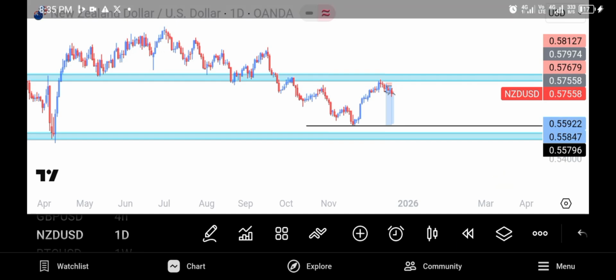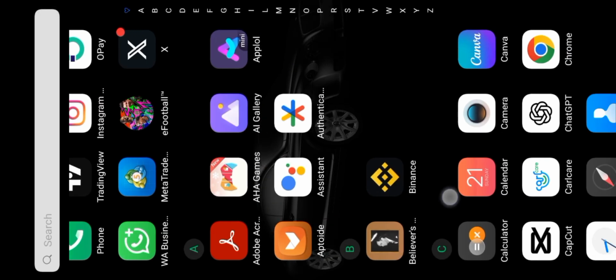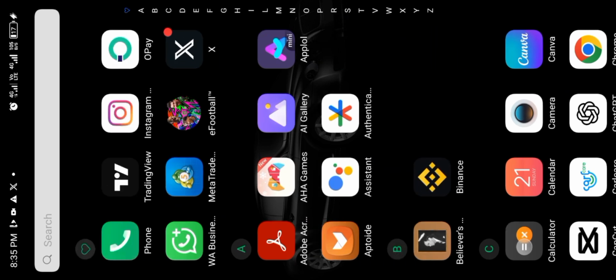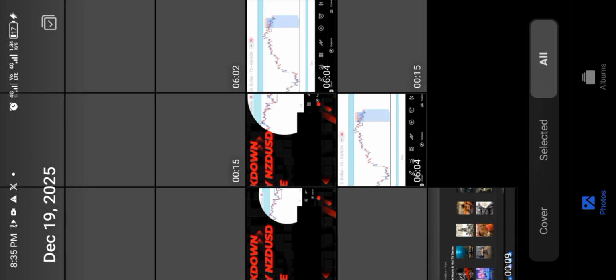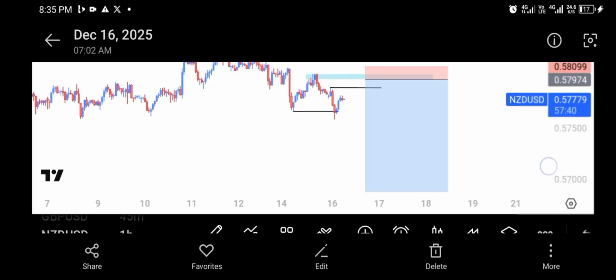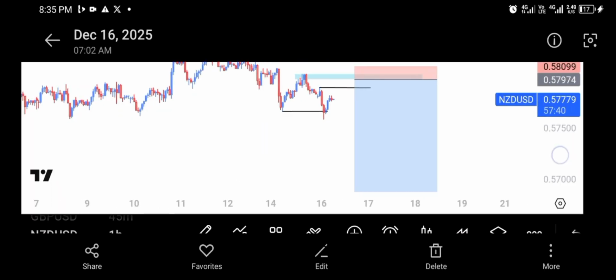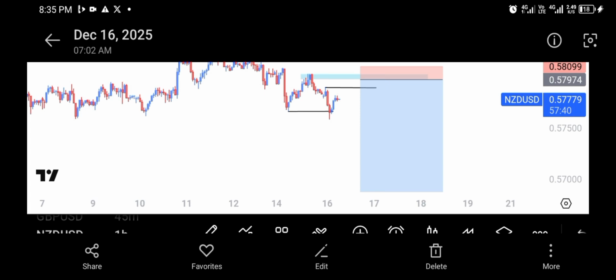So this was the trade. This was the sell trade. Just give me a second, guys. Okay, yeah, this was the trade on NZD/USD. So as you can see, this is how I caught this particular sell on NZD/USD. I'm going to be showing you real quick.